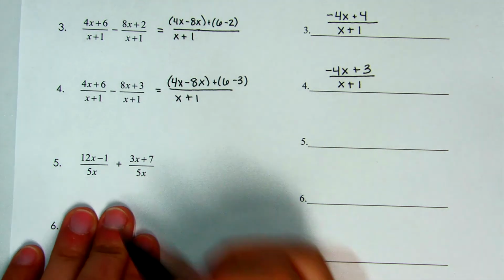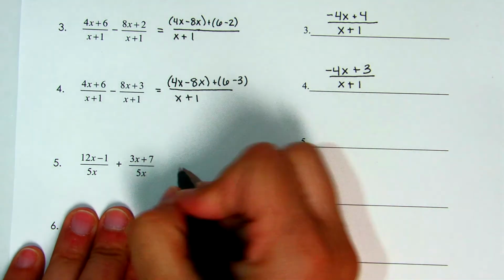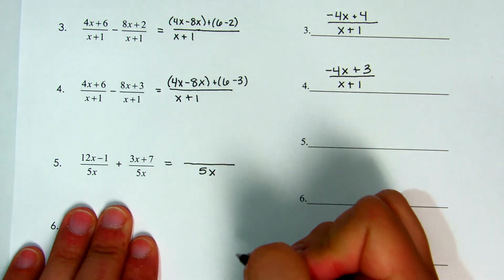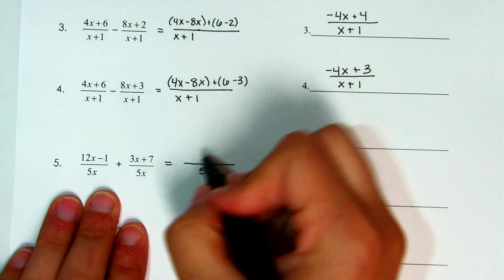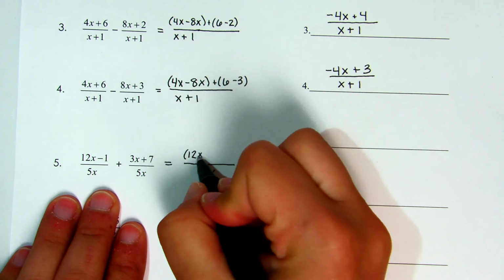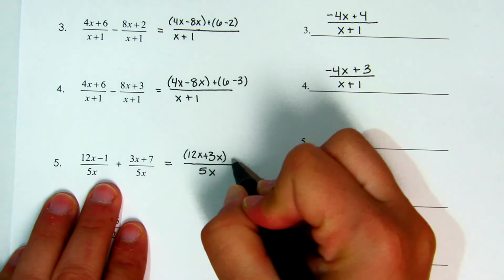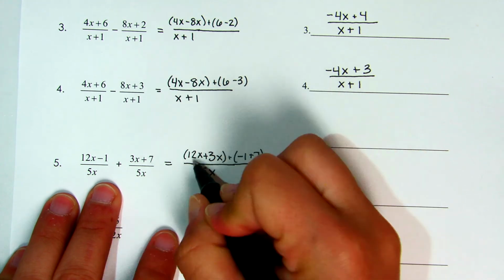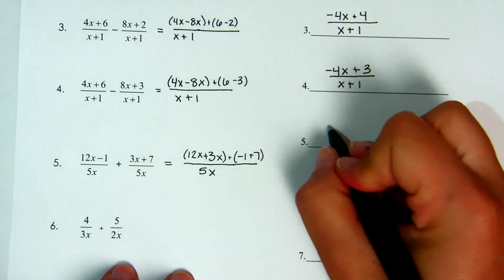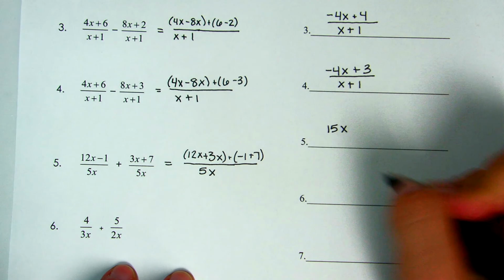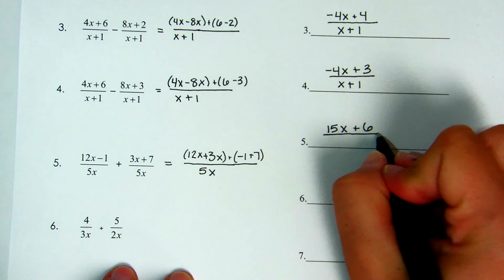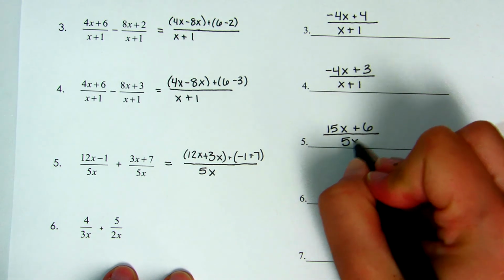Number 5, 5x and 5x, common denominator. So keep the common denominator, 5x. Do the like terms on top. I have 12x plus 3x, and I have negative 1 plus 7. 12x plus 3x gives me 15x. Negative 1 plus 7 gives me a positive 6 over my common denominator, 5x.